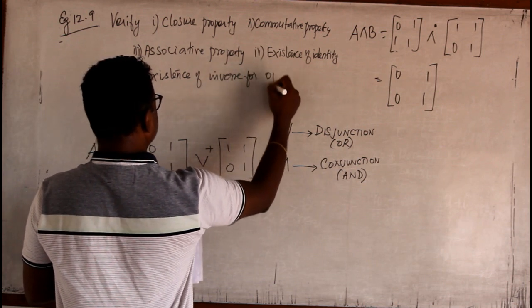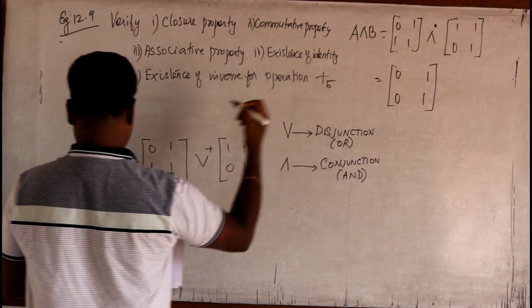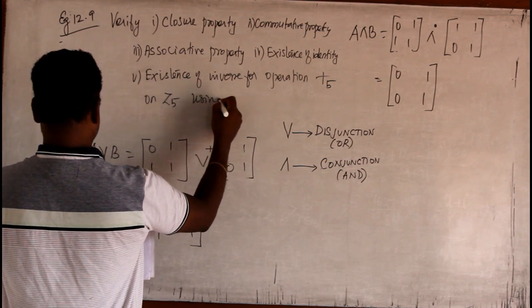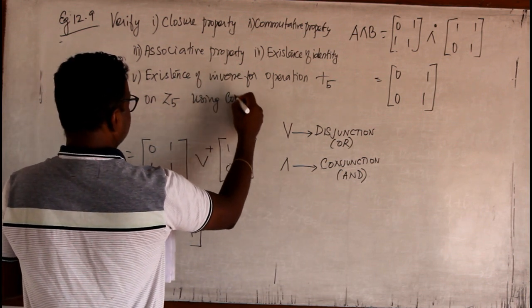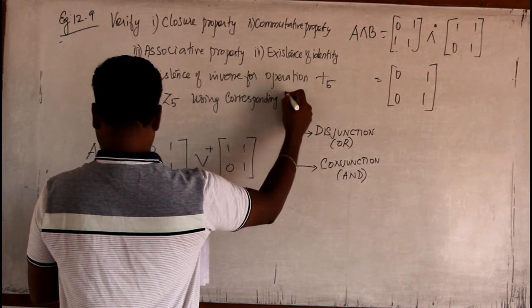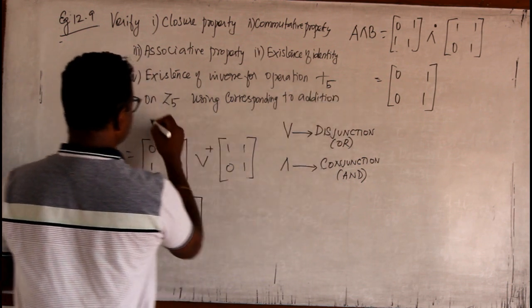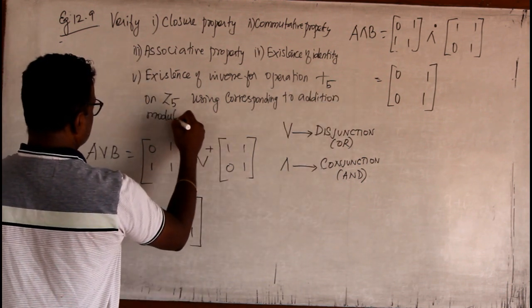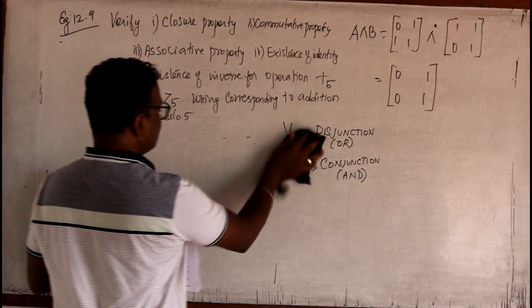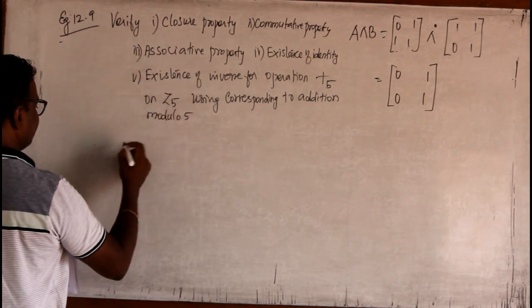For the operation, here the operation is plus 5 on Z5, corresponding to addition modulo 5. This plus 5 means it is called addition modulo 5. That means I have to do the operation addition modulo 5 on Z5 elements.